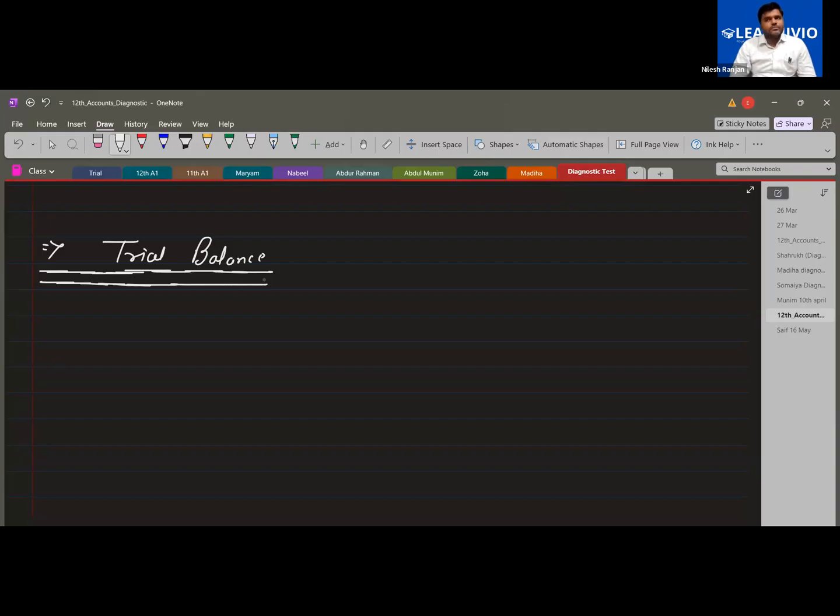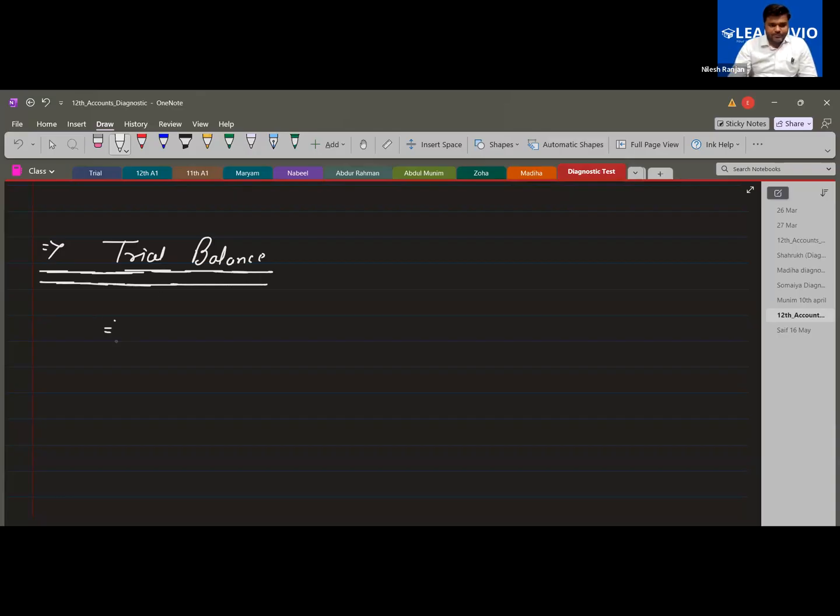Yes, in the trial balance. Yes, tell me, what is the problem? After we make the ledger accounts, I don't know which side to put each item on. Debit or credit?